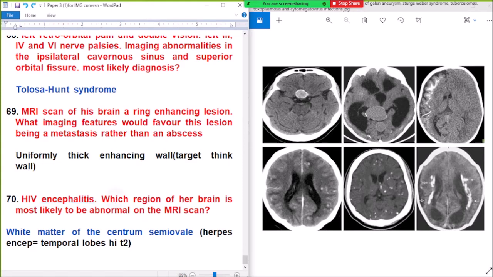Question 70. HIV encephalitis. Which region of the brain is most likely to be involved on an MRI scan? White matter of the centrum semiovale. Now in herpes encephalitis, the temporal lobe shows high signal on T2. But in HIV encephalitis, the white matter of the centrum semiovale is involved.